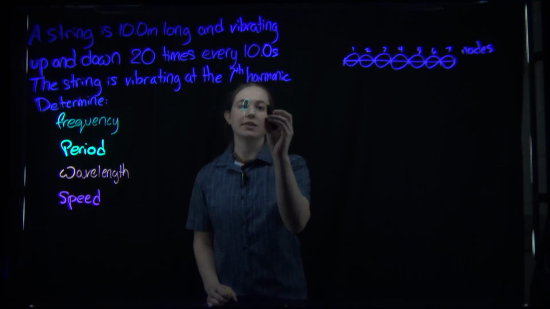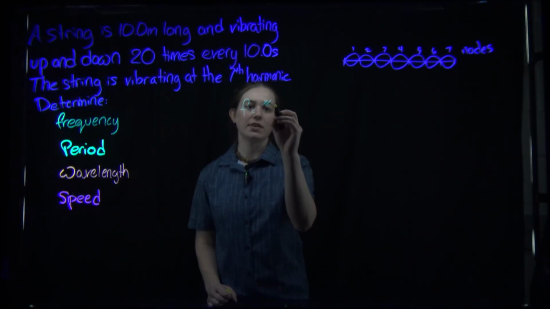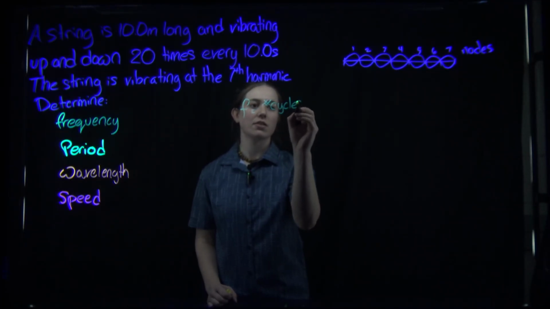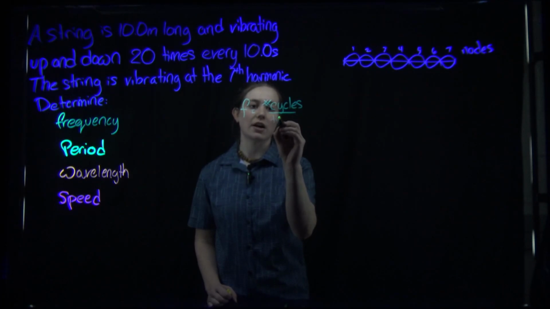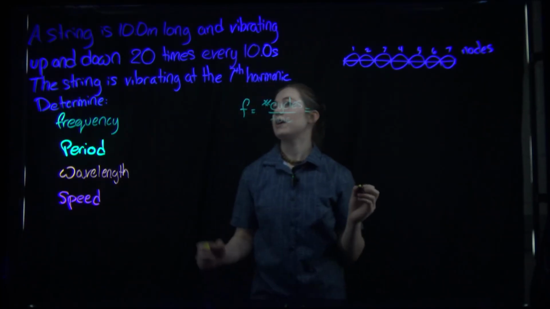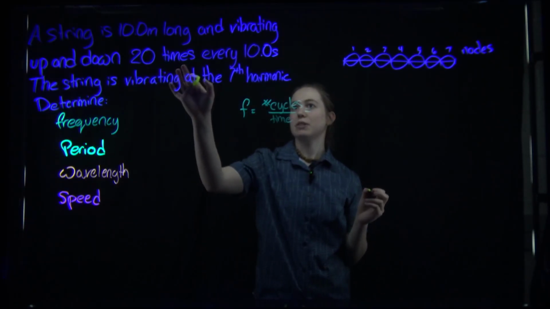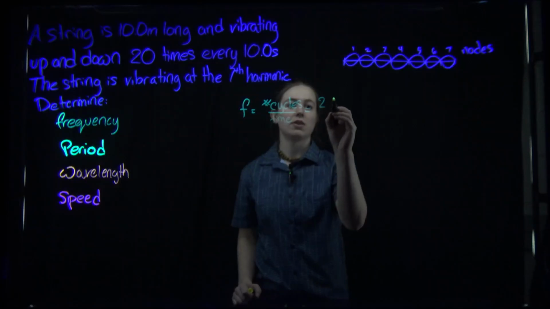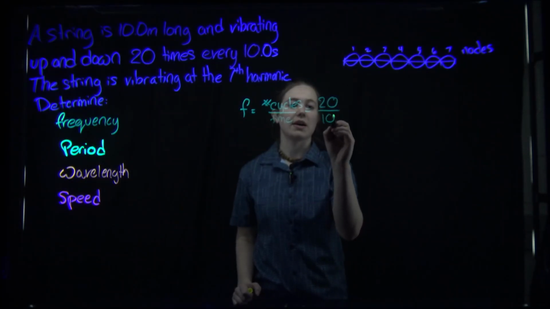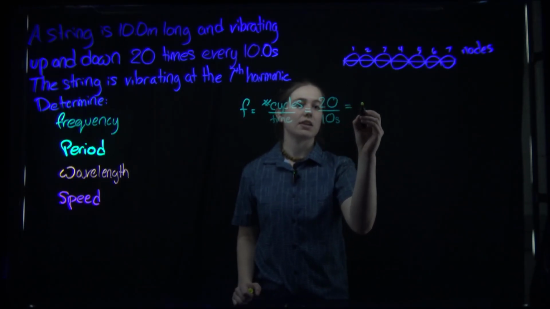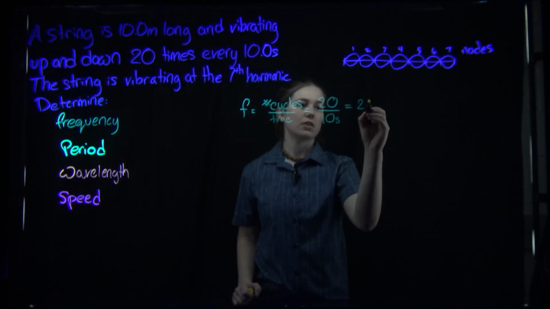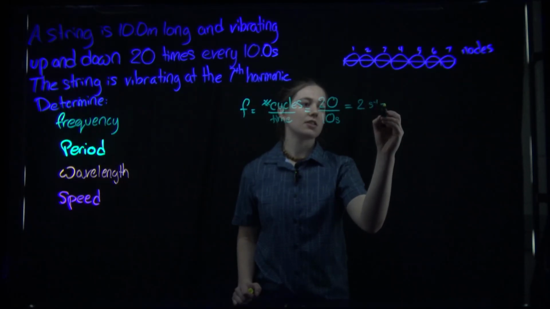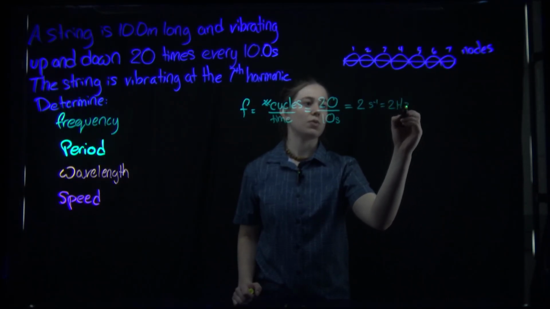Frequency, remember, is our number of cycles per time. So we're told it vibrates up and down 20 times every 10 seconds. So 20 divided by 10 seconds is 2 inverse seconds, or we can write that as 2 hertz.